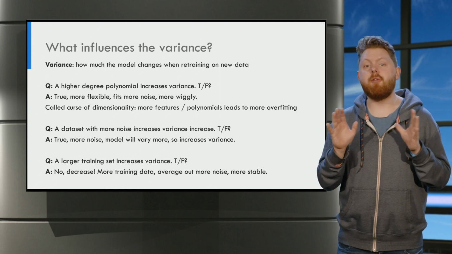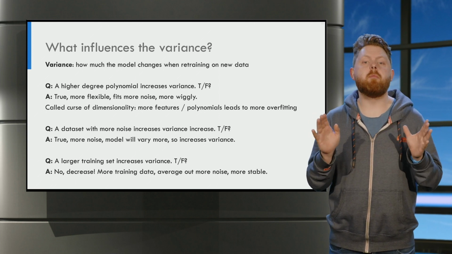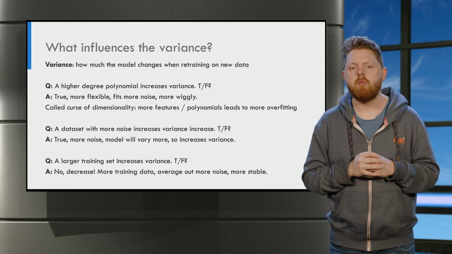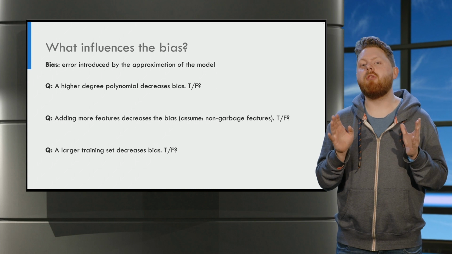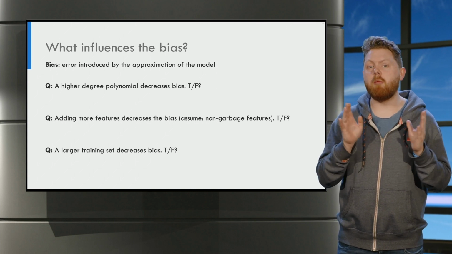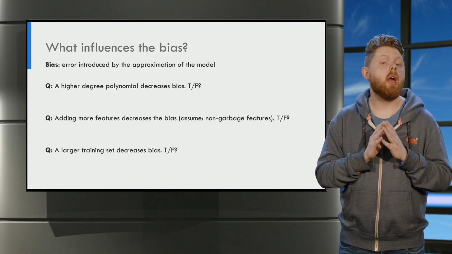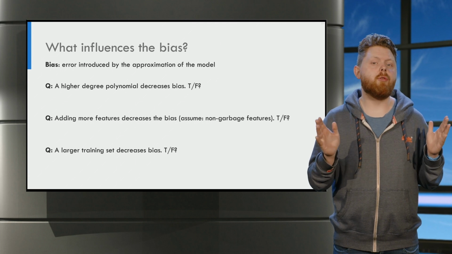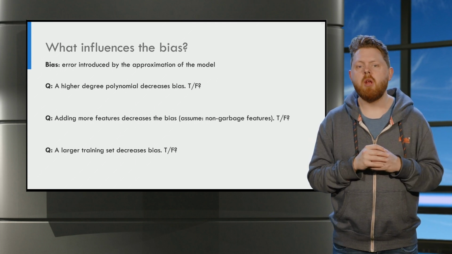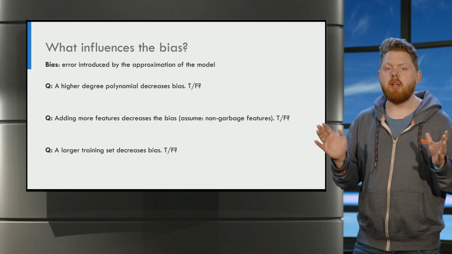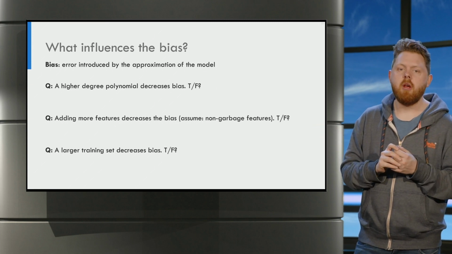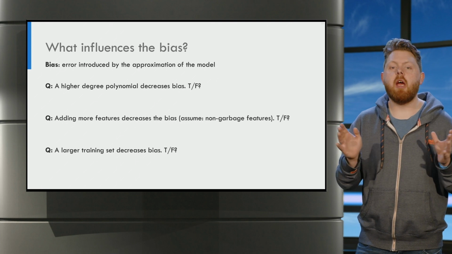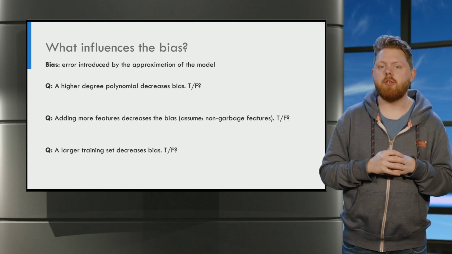Okay, now we have discussed the variance. Now let's talk about the bias. Recall that the bias is the error introduced by the approximation of our model. Again, I have 3 true-false questions for you. Take some time to think about them and be sure to write down your answers and your reasoning. So please pause the video again and afterward we discuss the answers.